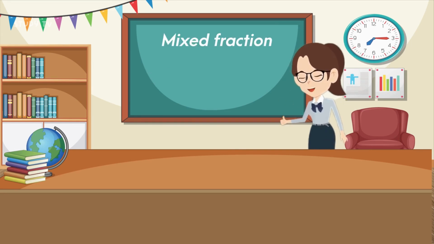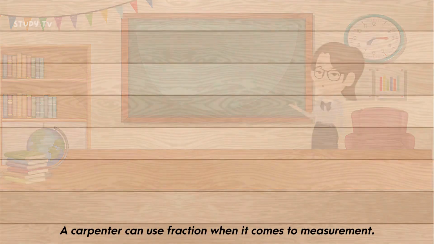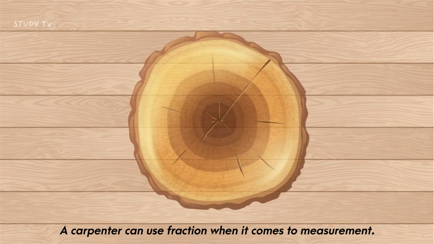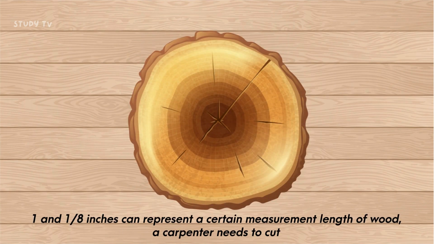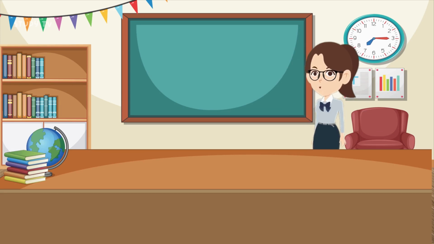A mixed fraction. A mixed fraction combines a whole number and a fraction part. Its denominator is greater than 1. Example: a carpenter can use fractions when it comes to measurement. 1 1/8 of an inch can represent a certain measurement length of wood a carpenter needs to cut. 1 1/8 is a mixed fraction.